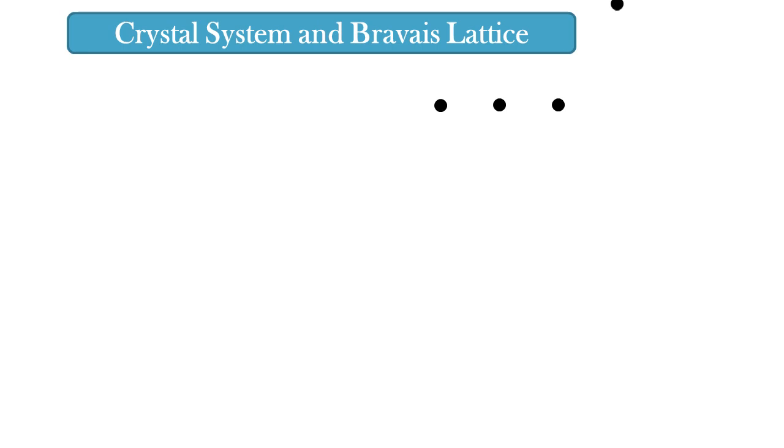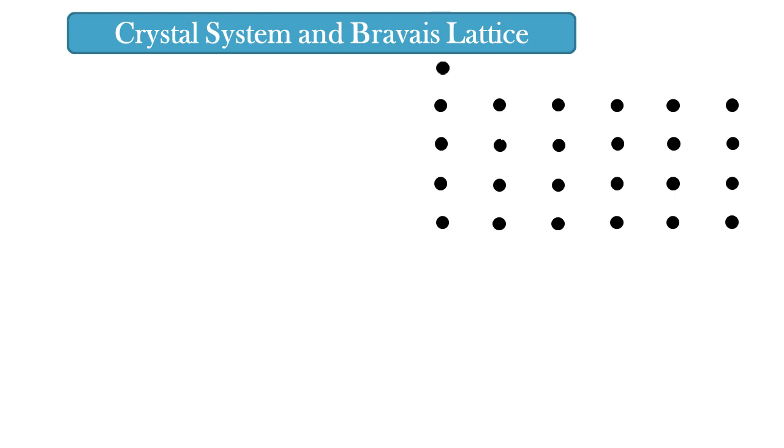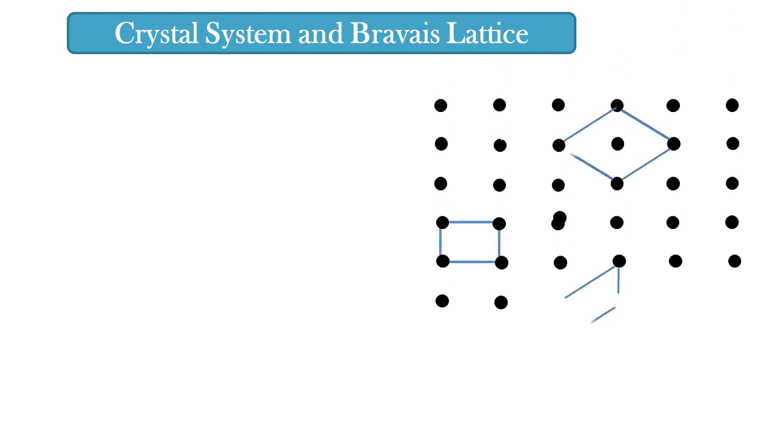Now we will learn about the crystal system and Bravais lattice. To understand this concept, first consider the space lattice where points are arranged in a particular pattern in a two-dimensional plane. If we connect any four or more points, we could get different kinds of unit cells. But are all the different possible combinations called unit cells or crystal systems?